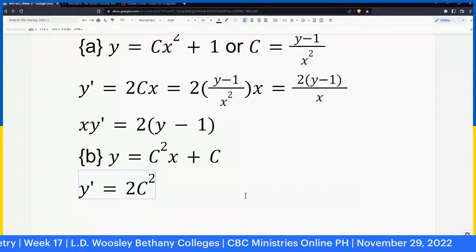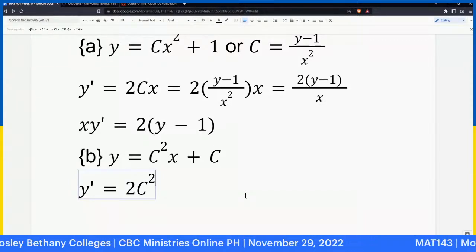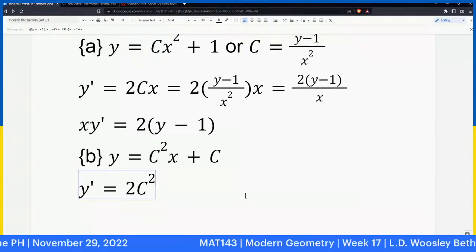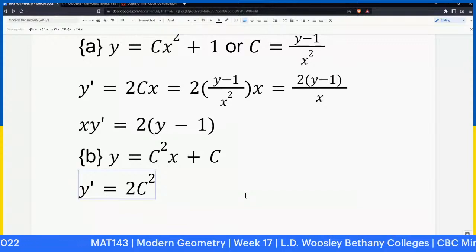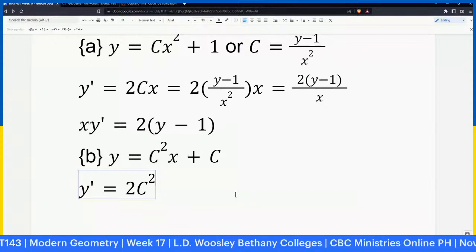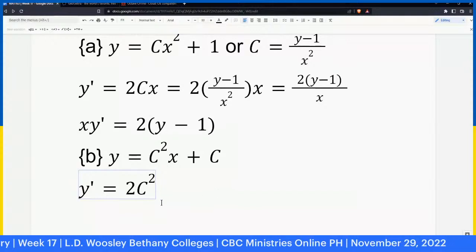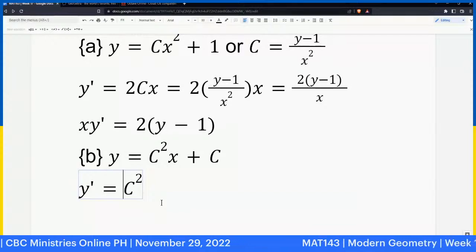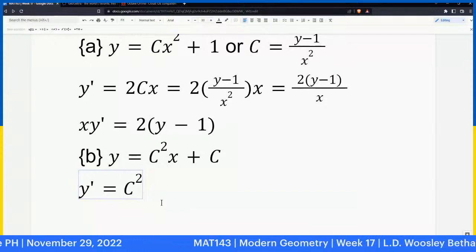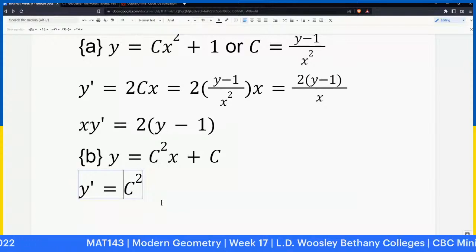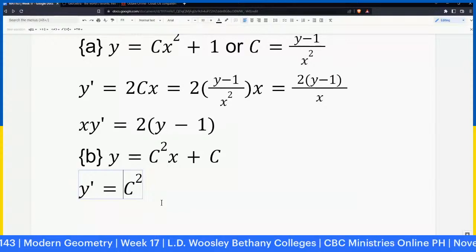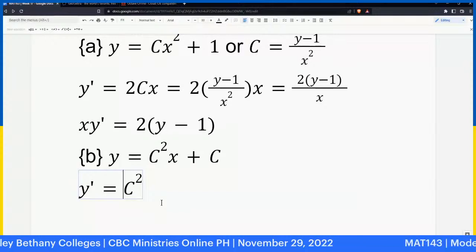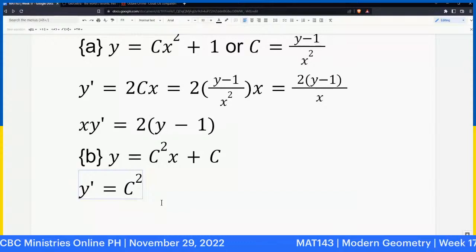Di ba si c constant po siya? Constant, yes, constant. Pero iba ba pa rin po yung 2? Ay, teka, wait. C squared lang pala, sorry, nagkamali. Wala dapat 2, c squared lang siya. Kasi yung x naman, derivative of x is 1. So matitira diyan, c squared. Derivative of c is 0. So parang dito, mababaliktad. Yung isa substitute mo, yung pangalawa sa una.